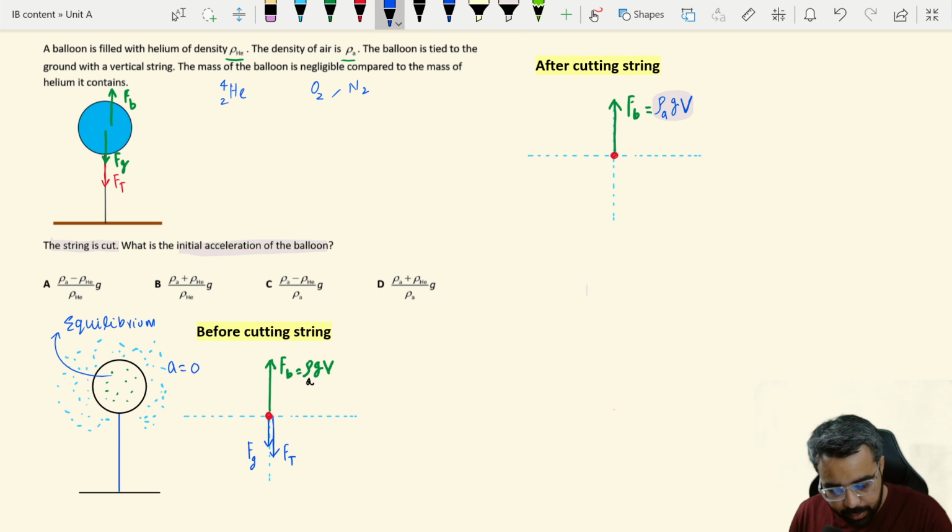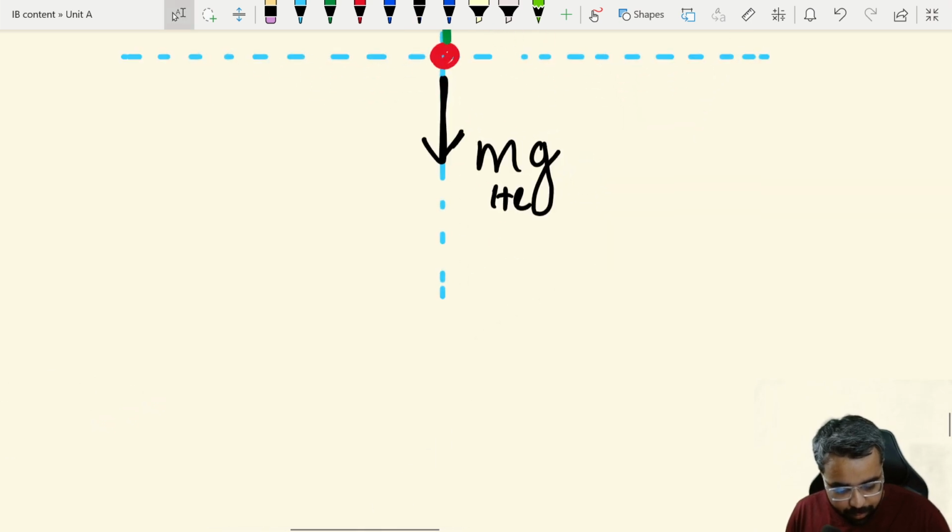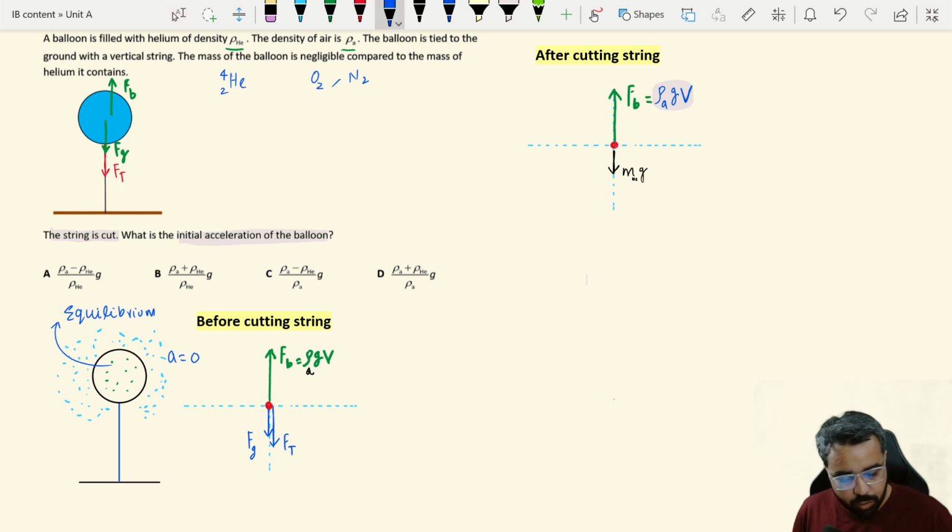Now secondly, the weight of the balloon is a very small vector downward. Remember that the weight is always mg. So we will write the mass of helium, m_He g. You know very well that the density is always equal to mass over volume. So the mass of helium must be equal to the density of helium times volume, which is less than the density of air, making the weight less in magnitude. All right, so together these two forces are making the balloon now unbalanced.